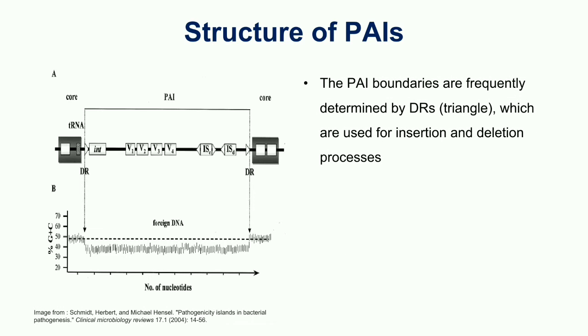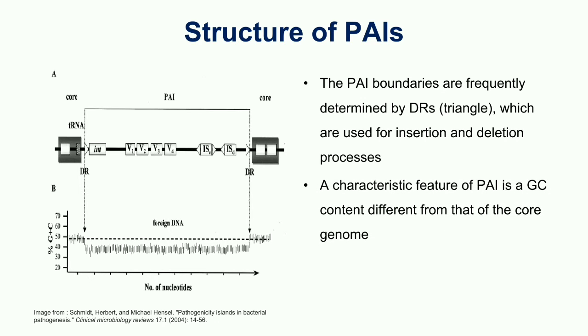Pathogenicity island boundaries are determined by direct repeats, as I said earlier, indicated by triangles in the diagram, and they are used for insertion or deletion of these genes present in the pathogenicity island into the host chromosome or their excision.